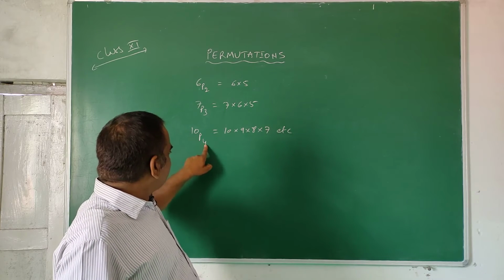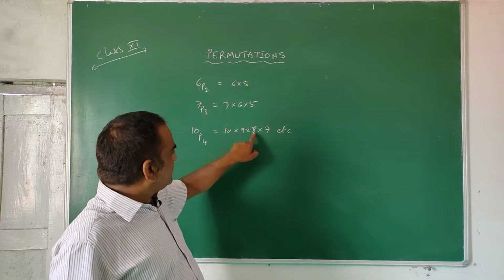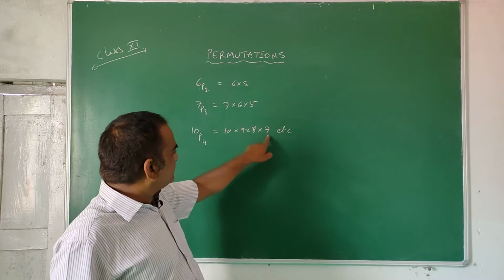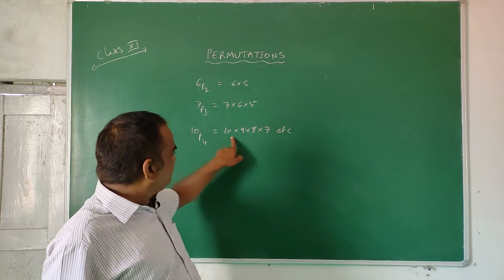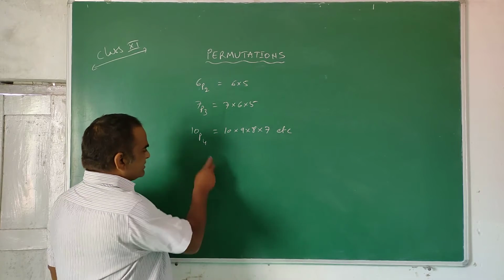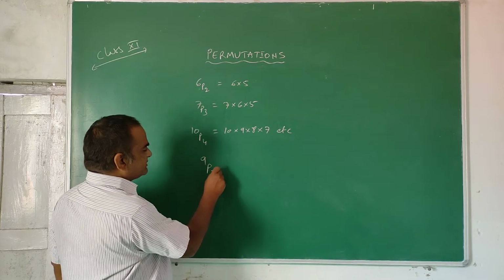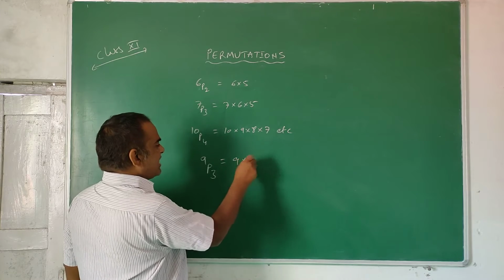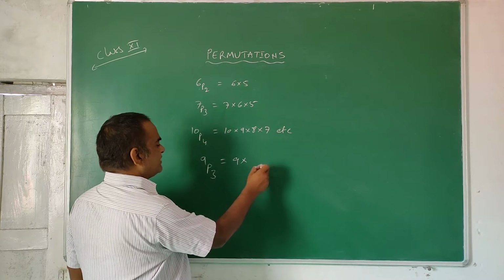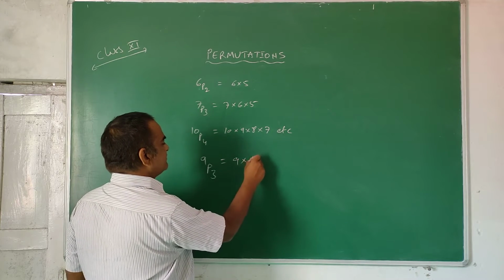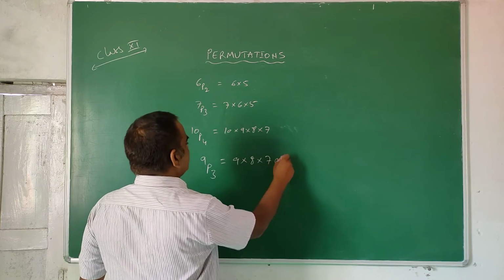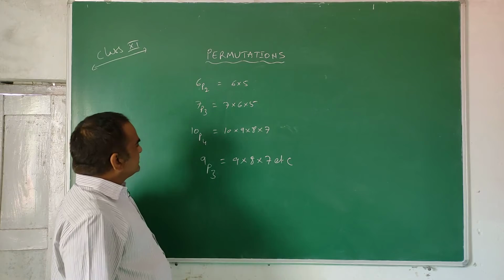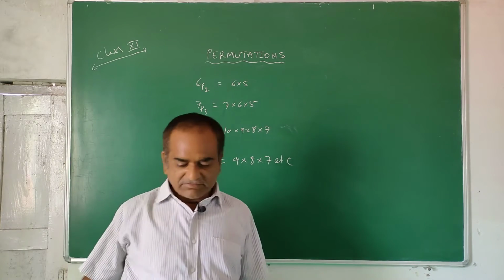Here there is 4, so the continued factors, up to 4 numbers, you have to take beginning from 10, because it is 10. Please do understand, it is very simple. So 9p3 means you have to begin with 9 and take that continued product up to 3 factors. So 9 into 8 into 7. I think now you understood how to find this nPr value, okay?